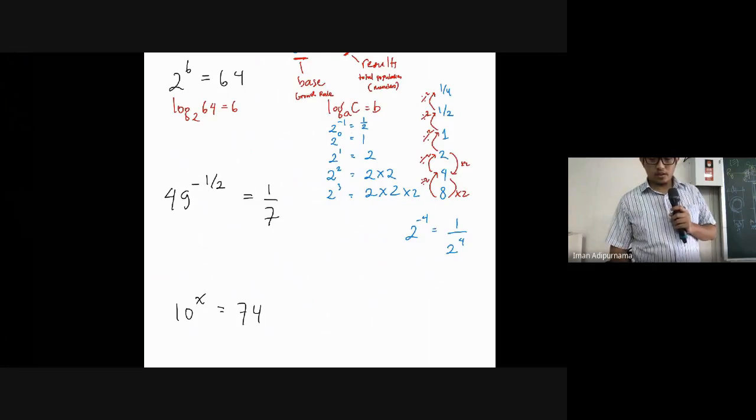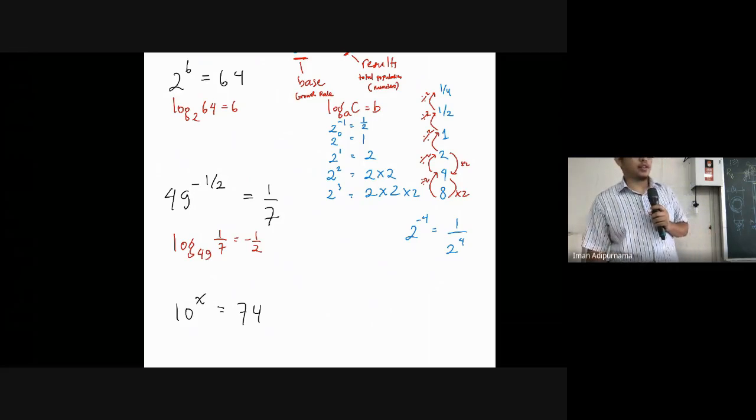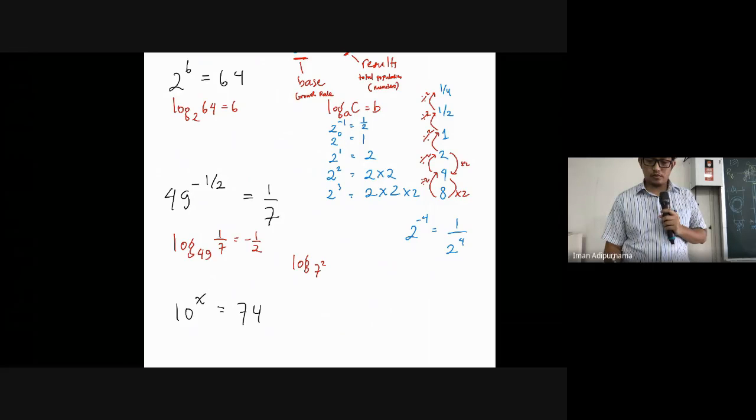So when you write the second case here, in log you still write the base, which is 49, and the result is 1 over 7, and this is negative half. Just write as simple as that. Or if you want to make the log clearer, maybe you can write this as 7, 7, so you know that this negative 1 over 2 is from this and this.